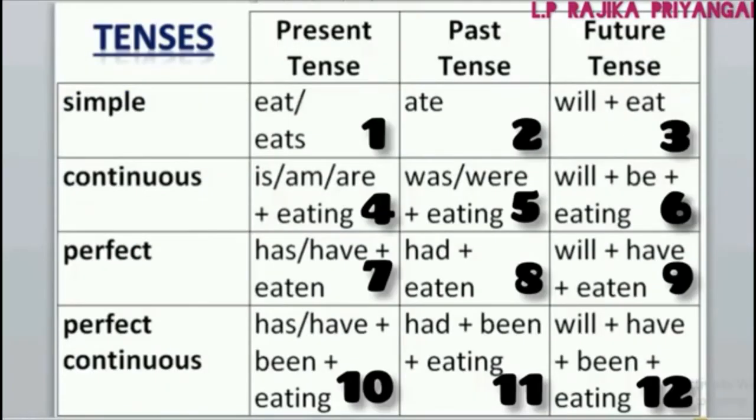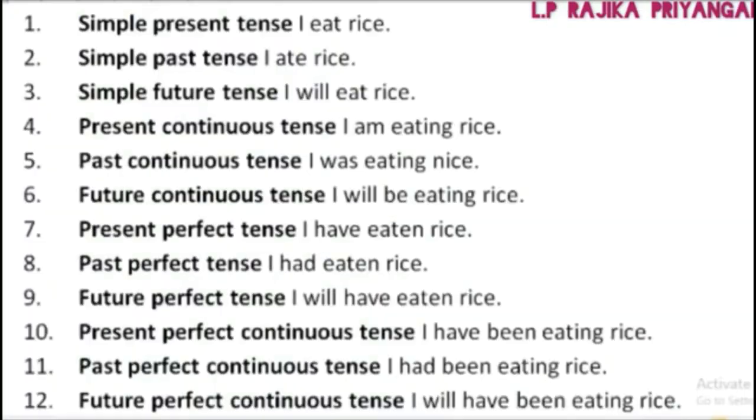Now let's write 12 sentences using the 12 tenses. Simple present tense. I eat rice. Here I is the subject, eat is the verb, and rice is the object. We call it the SVO pattern. You will notice that the subject and object remain the same, only the verb changes.